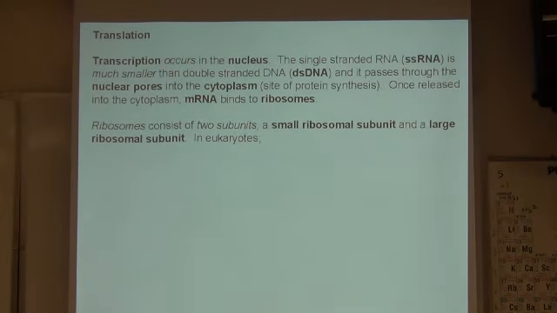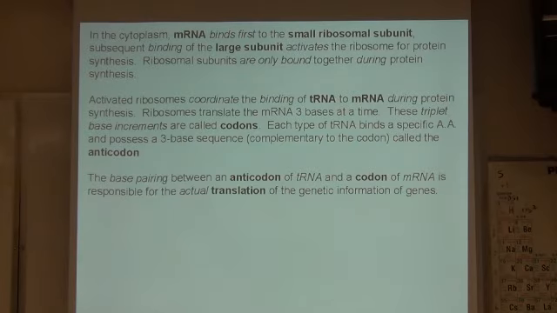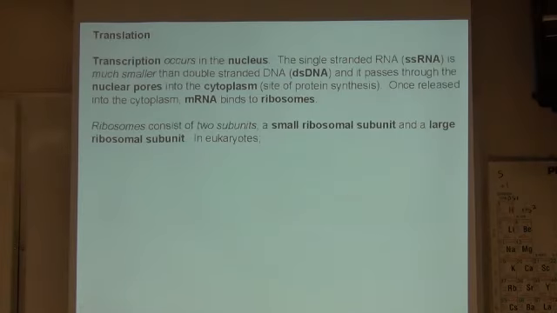Translation. This occurs at the ribosomes. There's two subunits, a small ribosomal subunit and a large ribosomal subunit. Let's see where we're at. Okay. We have, let's go back.